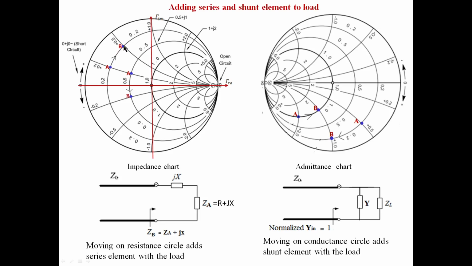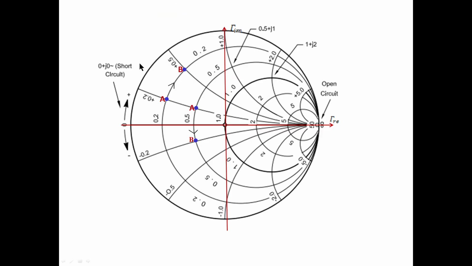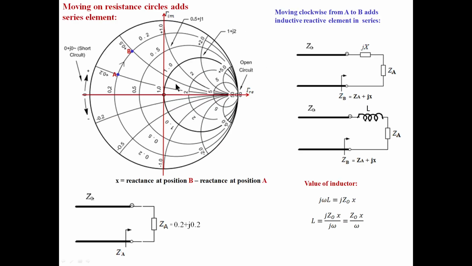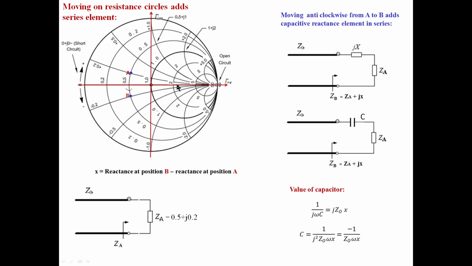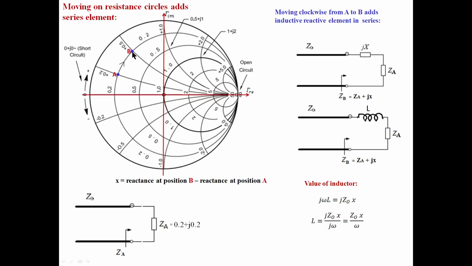If I move like this, it adds a series element, and that is one. See here, I have written here: moving on a resistance circle adds a series element. Either you move this way or this way. Which series element does it add? Inductor in series, when moving clockwise.